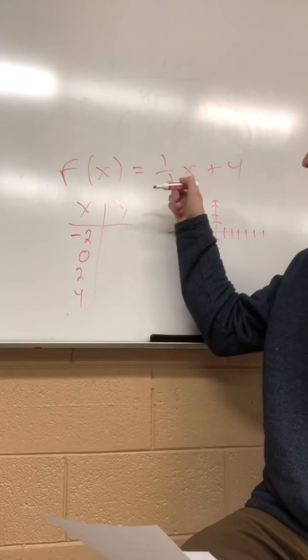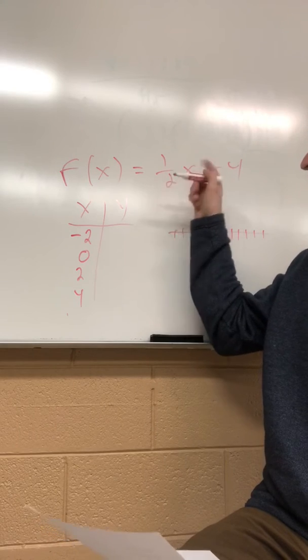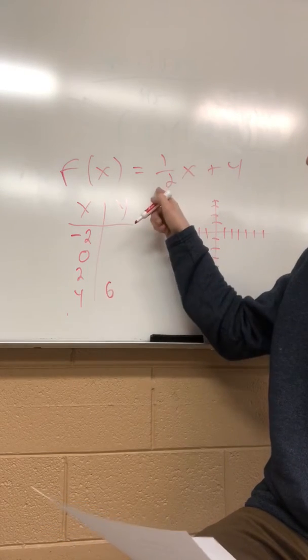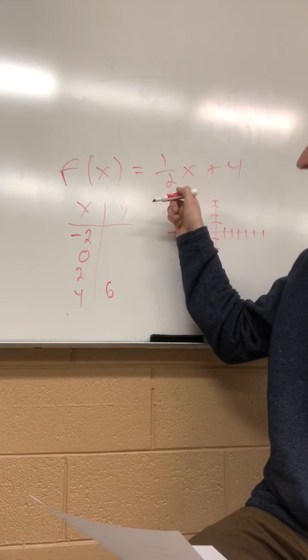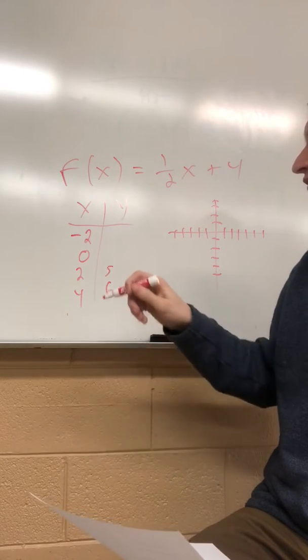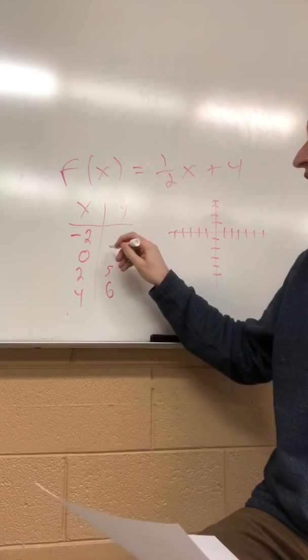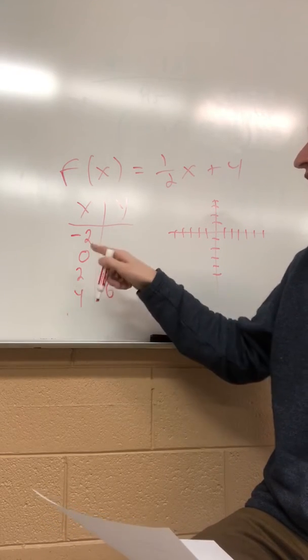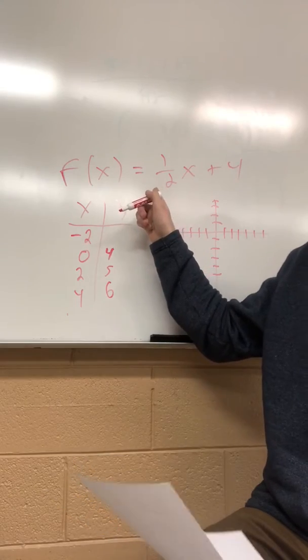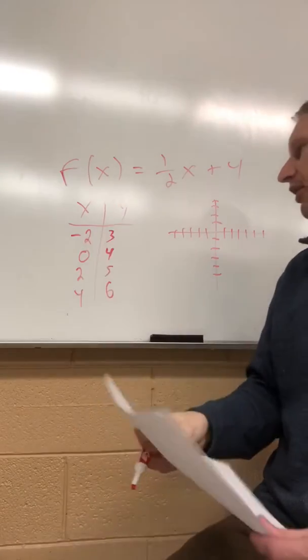So let's put 4 in there. 1/2 times 4 is 2, right? 2 plus 4 is 6. Then put 2 in there. 1/2 times 2 is 1. 1 plus 4 is 5. Then put 0 in there. 1/2 times 0 is 0. Plus 4 is 4. And then -2, 1/2 times -2 is -1. -1 plus 4 is 3. All right?